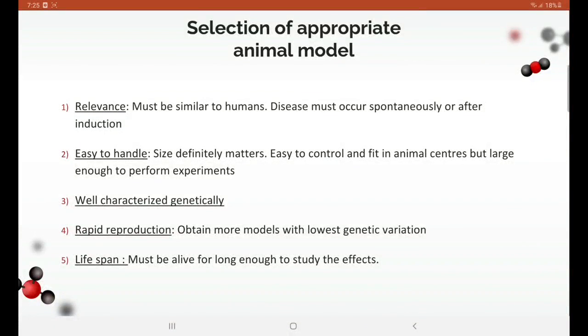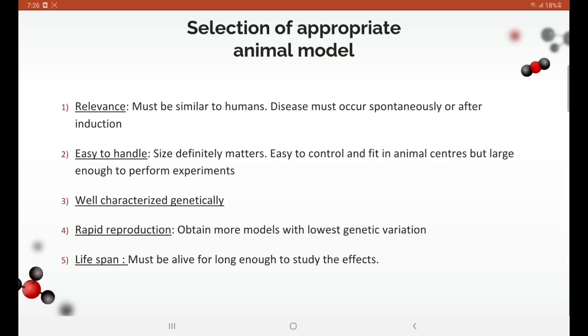Now, we know what animal models are and why we need them. But there are many different animal species with many different strains within. In such cases, what animal should we use? Selection of an appropriate animal model is very important. Some factors to be considered before selecting an animal model include: first, relevance.